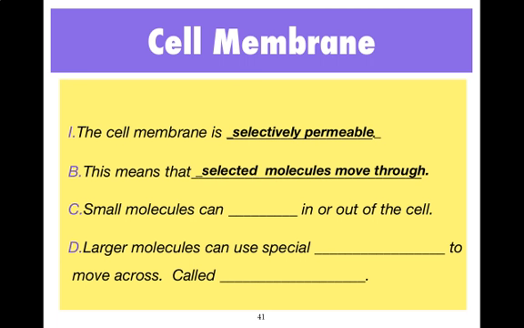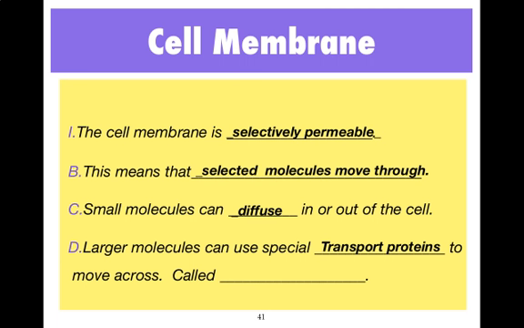You need to know that the smaller molecules can diffuse in or out of the cell through the cell membrane. Remember, we talked about diffusion last week. It's where things move from an area of high concentration to an area of low concentration. Larger molecules are able to pass through as well using special transport proteins.